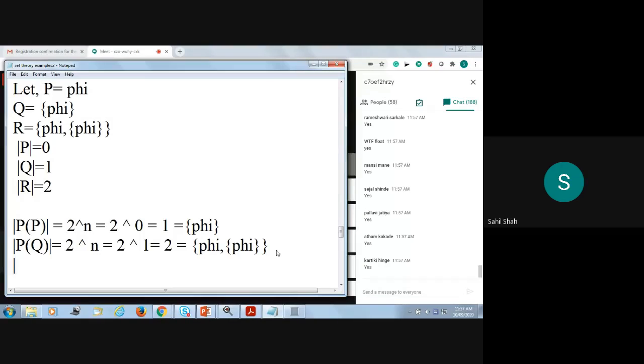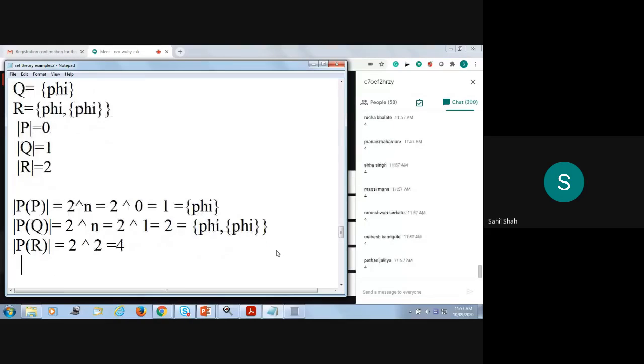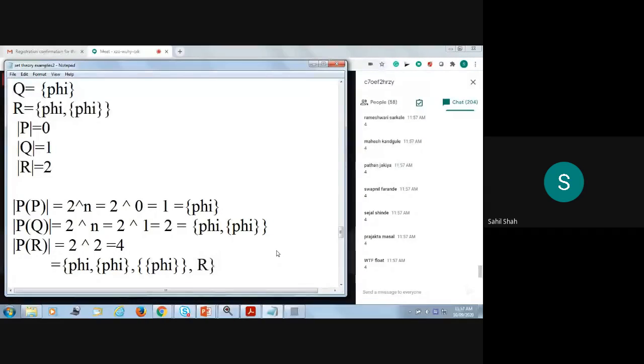I want P of R. So how many elements will I have in the power set of R? It will be 2 to the power 2. That means I want 4 elements in the power set of R. So let us write now those elements. First one is phi. Empty set is a subset of every other set. Next, {phi} as an element. Next, {{phi}} as an element. Next, the set itself. Every set is a subset of itself.